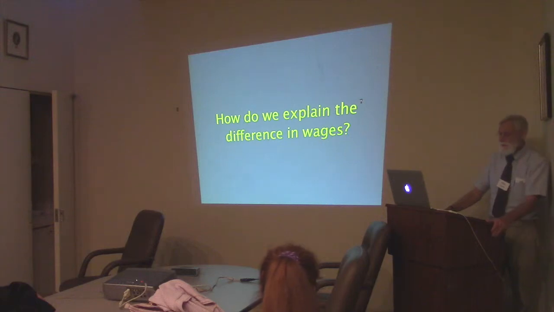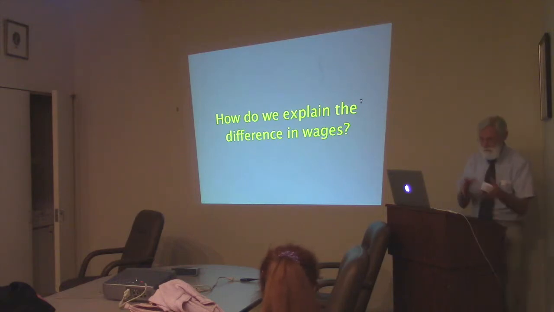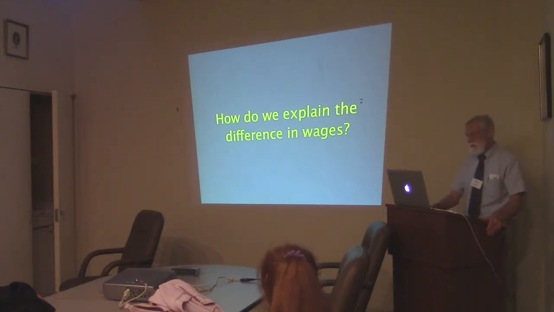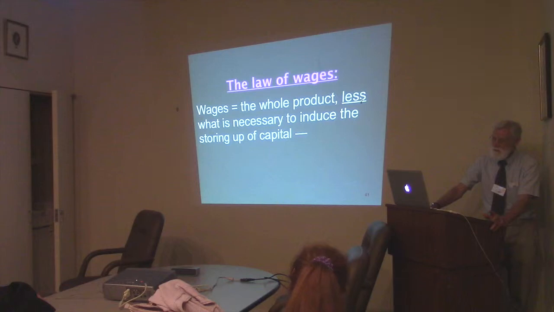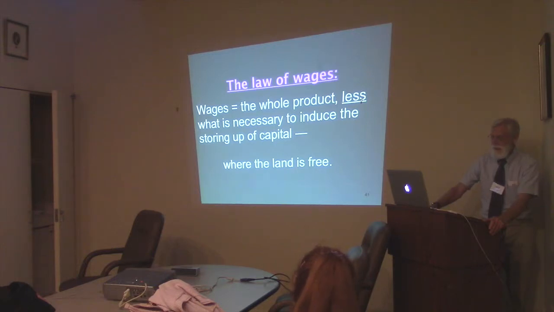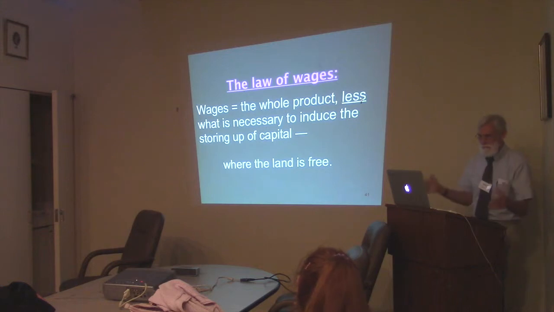So I guess ultimately we can say supply and demand. And I'm sure that there's a few more things, like the desirability of the job and things like that. So George says that the law of wages will equal the whole product less what is necessary to induce the storing up of capital, where the land is free. And there is no question that is a kind of self-evident truth, isn't it? So in that one statement, he's got the law of wages and the law of interest, doesn't he?